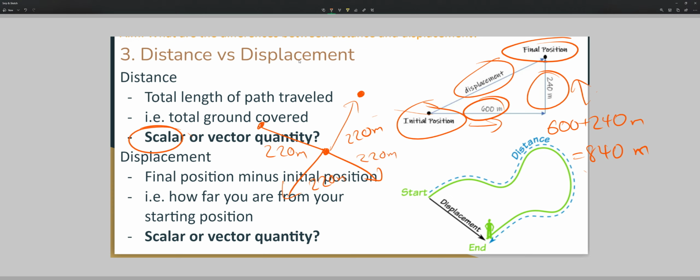You need a direction. Is it north of where you started? Is it south of where you started? Is it east of where you started? So displacement is a vector quantity here. Displacement requires direction.